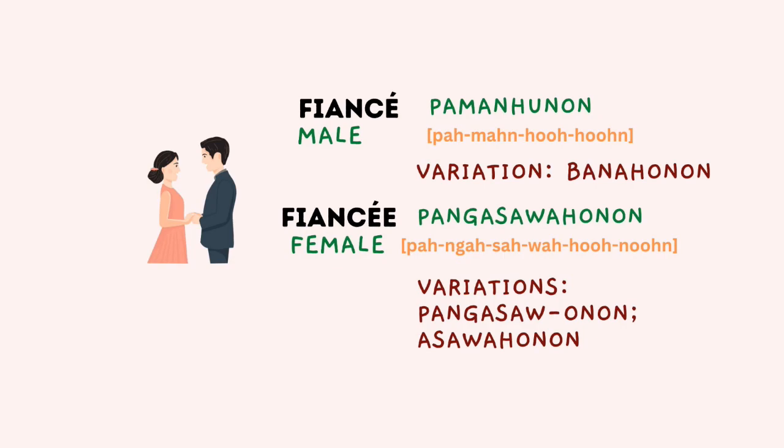Fiancé, male, pamanhonon. Variation, banahonon. Bana is husband. So when you say banahonon, it's someone you are going to marry. So, this is the male. The next one is fiancé, female. Pangasawahunon. There are two variations: pangasawahunon or asawahonon. Asawa means your wife, but it is now also acceptable to refer to the husband. So asawahonon is the bride, the woman you're about to marry.